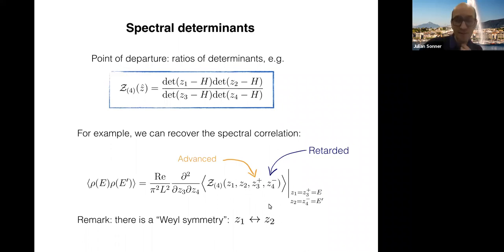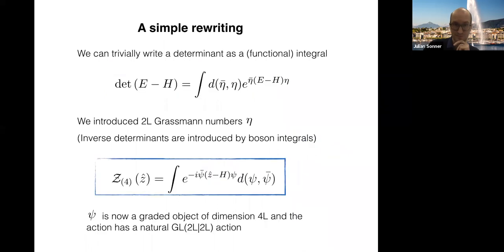Let me make one innocuous remark, which is that you're only required to do this in the denominator. You're not required to do this analytic structure in the numerator, and therefore there is what's called a Weyl symmetry upon exchange of Z1 and Z2. And that will be super useful. Right now, it looks like it's just some observation.